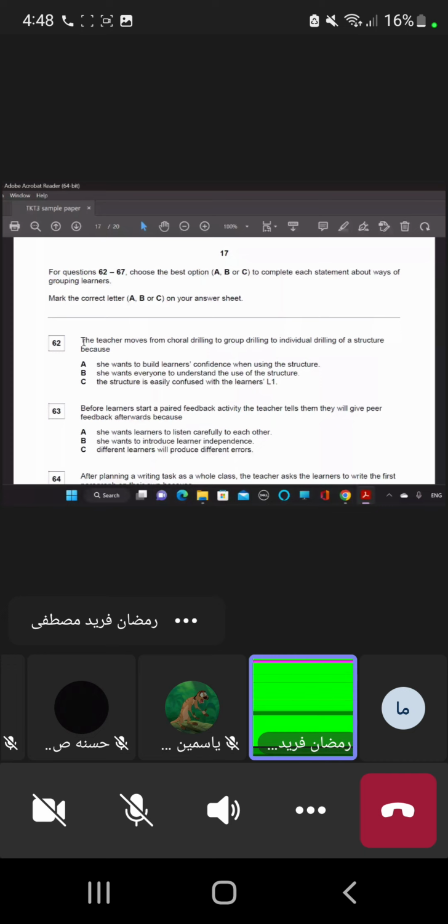The teacher moves from choral drilling to group drilling to individual drilling. عارفين choral drilling? يبقى من choral drilling، يعني ده الكورال كده بيتكلموا مع بعض. اوكي and then group drilling يعني كل جروب لوحدها بيعمل drilling and then individual drilling. Okay, of a structure because. Yes, go ahead and read.